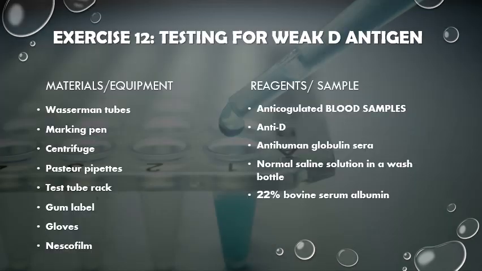The materials or equipment needed for this exercise are Wassermann tubes, marking pen, centrifuge, Pasteur pipettes, test tube rack, gum label, gloves, and Nesco film. The reagents or samples needed are anticoagulated blood samples, anti-D, anti-human globulin sera, normal saline solution in a wash bottle, and 22% bovine serum albumin.